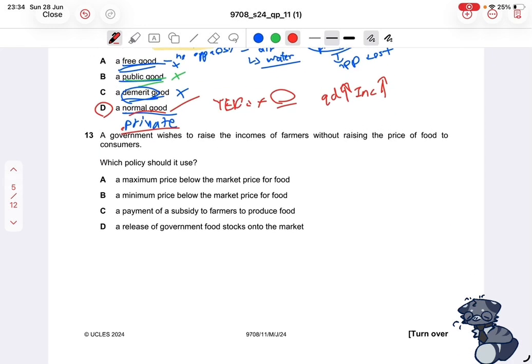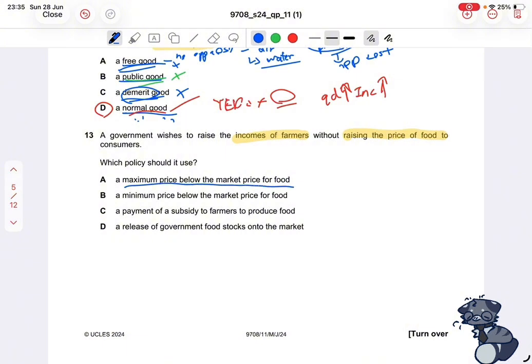So now number 13. Let's just erase this. It says, a government wishes to raise the incomes of farmers without raising the price of food to consumers. Which policy should it use? So let's just look at the options first. The first one says a maximum price below the market price for food.